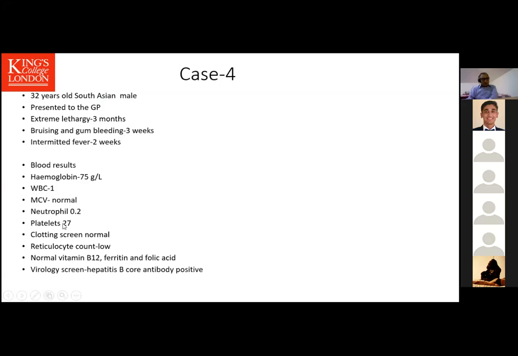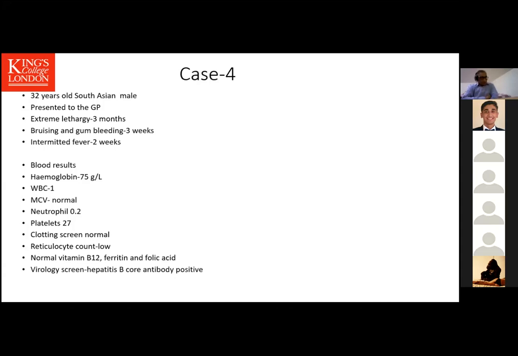White cell count is only 1, neutrophil 0.2. That's very dangerous. Clotting screen normal. Reticulocyte count is low, right? So reticulocytes are the precursors of red cells. So when you have anemia, the bone marrow tends to produce new red cells, and they are like infantile red cells, and that is called the reticulocyte count. So when the reticulocyte count is low, that means the bone marrow is not able to compensate for anemia. Okay, so that shows that the bone marrow is rather sluggish or maybe empty.